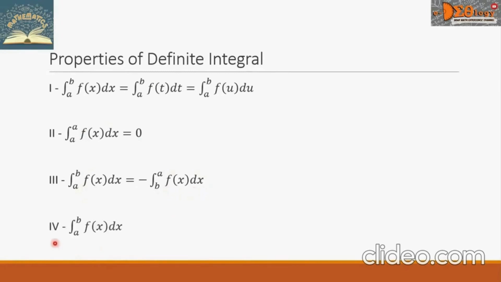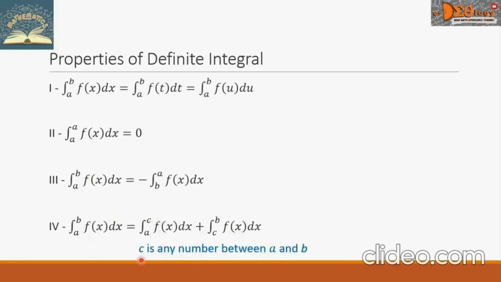Property number 4: the integral from a to b of f of x dx equals the integral from a to c of f of x dx plus the integral from c to b of f of x dx. Here, c is any number between a and b.